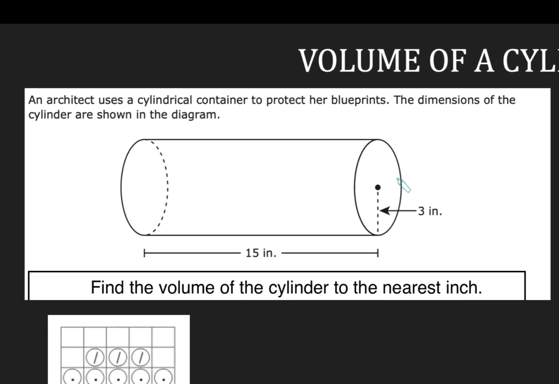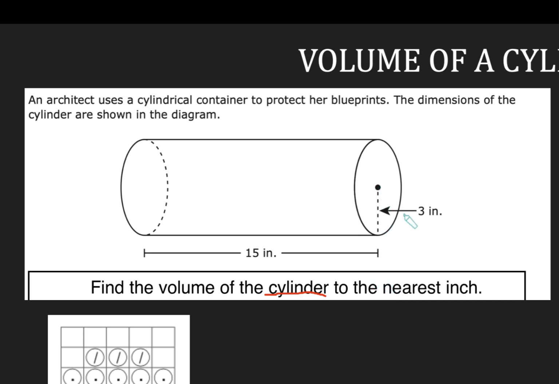Our question states, an architect uses a cylindrical container to protect her blueprints. The dimensions of the cylinder are shown in the diagram. Find the volume of the cylinder to the nearest inch. I see my cylinder, so the best thing about this problem is they also told us it was a cylinder. If you do not know what a cylinder looks like, it looks like this. A cylinder looks like a can of Coke or a can of soup. Always remember the shape of a cylinder.